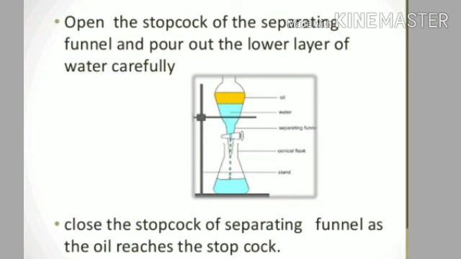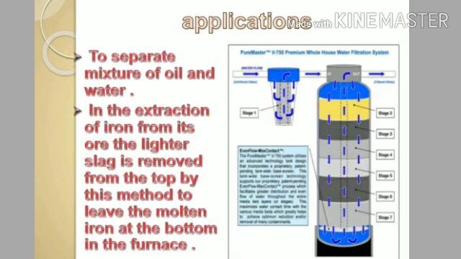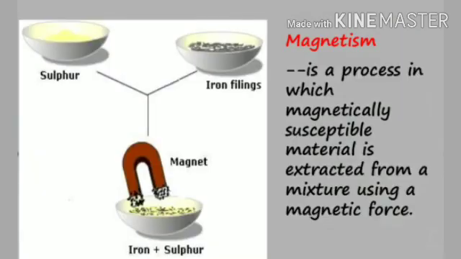Other than separating oil and water, this method is used in the extraction of iron from its ore. This separation technique has industrial use in which we can separate the molten iron from the slag. We can use another method, like separation by magnet, if a mixture contains iron as one of the constituents.